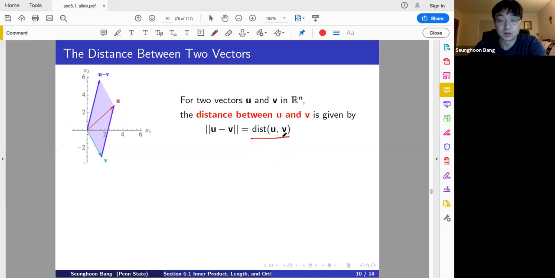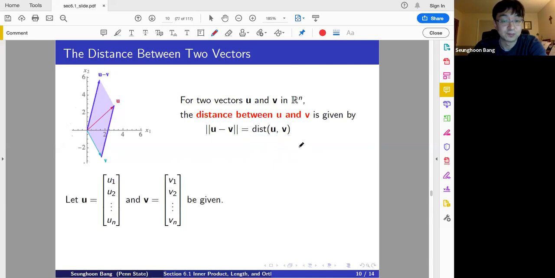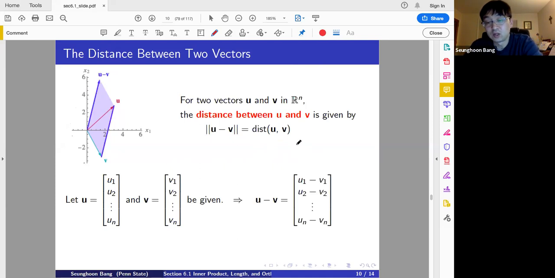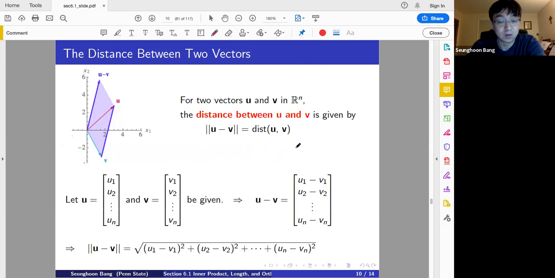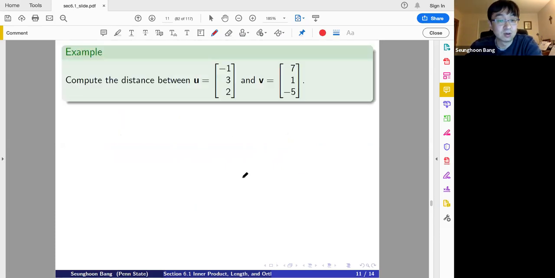So we can use the notation distance of u and v. The u and v are given. What is u minus v? The next one, u1 minus v1, u2 minus v2, till un minus vn. So how can you find the norm of u minus v? It is the square root of u1 minus v1 squared plus u2 minus v2 squared plus un minus vn squared. So compute the distance between u and v. How can you do that? Same, you can find vector u minus vector v.